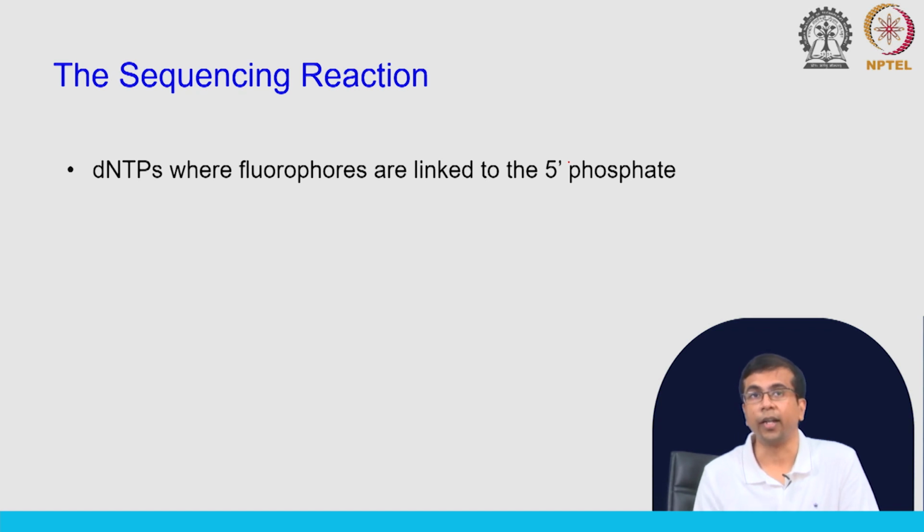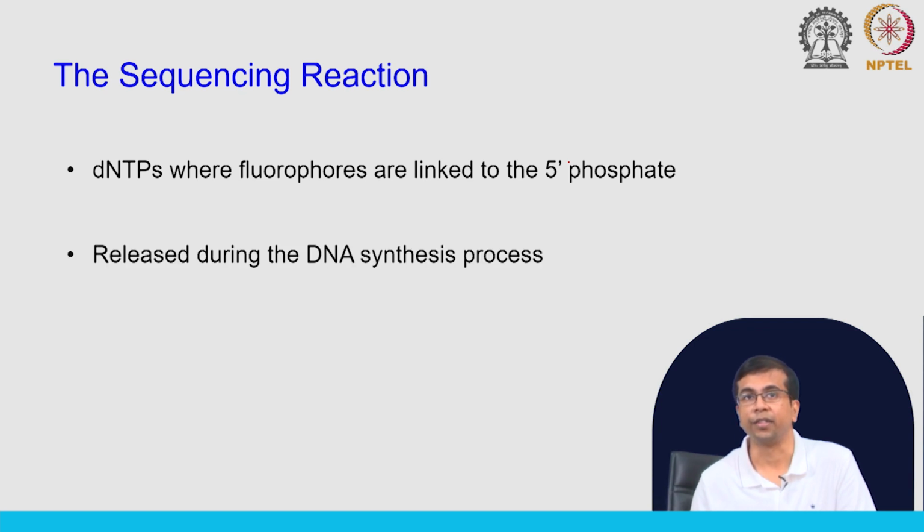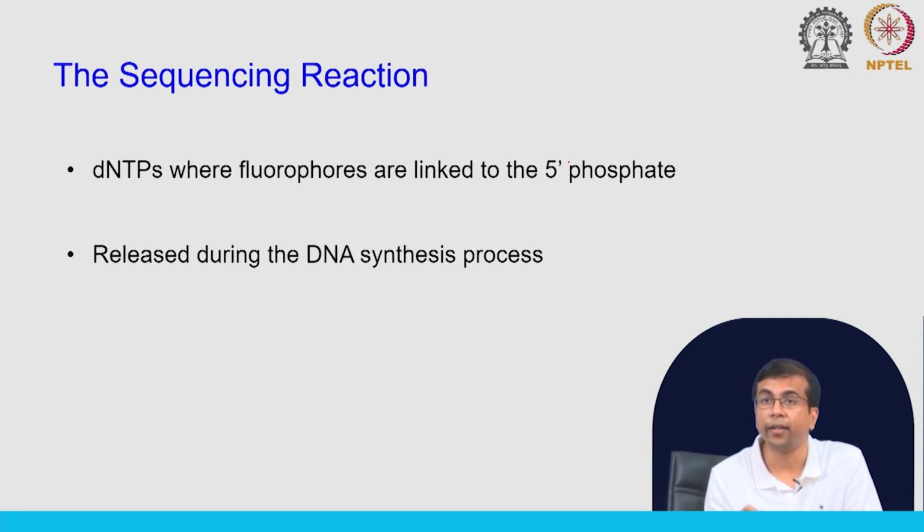These dNTPs have their fluorophores linked to the 5 prime phosphate group of the bases. During the synthesis process these fluorophores are released. The phosphate, the pyrophosphate, comes out during the synthesis process, and along with that the fluorophore also comes out. So you can now visualize in your mind that this synthesis is happening and the fluorophores are coming off one by one.